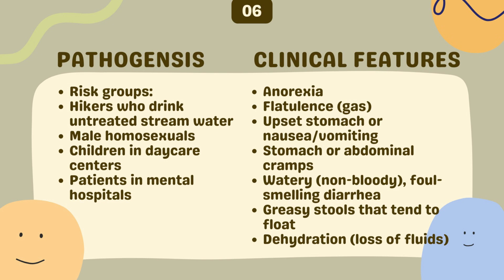And the clinical features: giardiasis can cause weight loss and failure to absorb fat, lactose, vitamin A, and vitamin B12. And this is an example of clinical features: anorexia, flatulence, upset stomach, nausea, vomiting, stomach or abdominal cramps, watery or non-bloody, foul-smelling diarrhea, greasy stools that tend to float, and dehydration or loss of fluids. In children, severe giardiasis might delay physical and mental growth, slow development, and cause malnutrition.